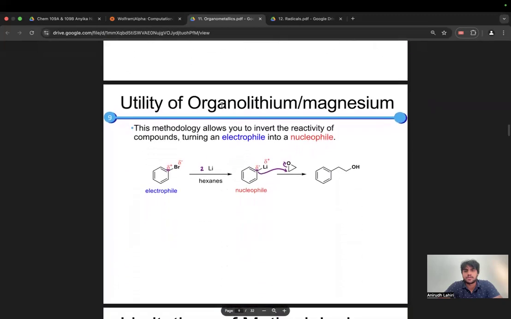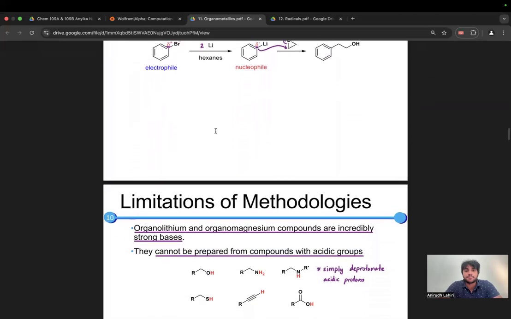Utility of organolithium and organomagnesium compounds: this method actually allows you to invert the reactivity of compounds. This is a trend that we get a lot in organic chemistry, of turning an electrophile into a nucleophile. And because of that, we have suddenly elevated the different ways they can react.